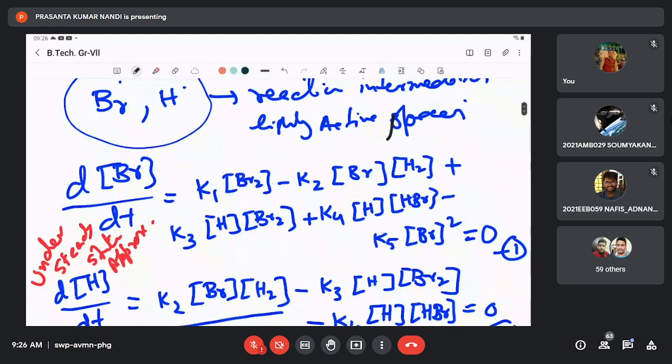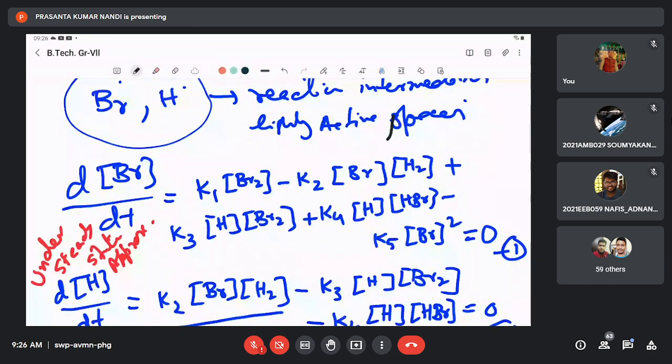So for that we can write like this, because in the first step they are produced. K1 Br2. Since all these steps are individually unimolecular, the reaction order should be as in the stoichiometric ratio. So it is straightforward to write, because one bromine molecule dissociates to produce 2 bromine free radicals. So the rate of formation of bromine free radical in the first step will be given by this first order rate equation, K1 Br2.